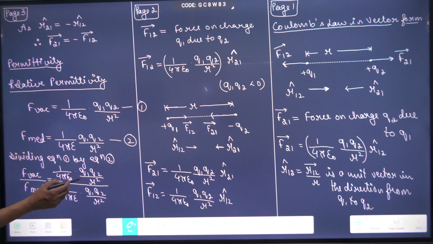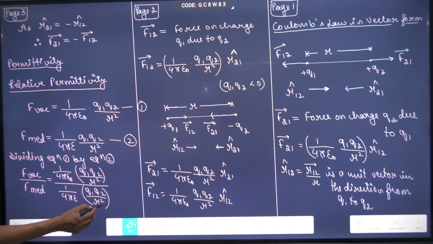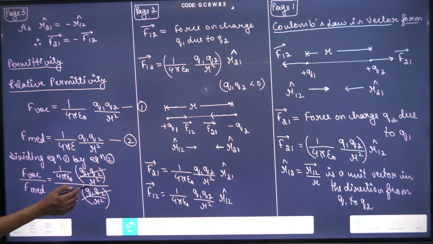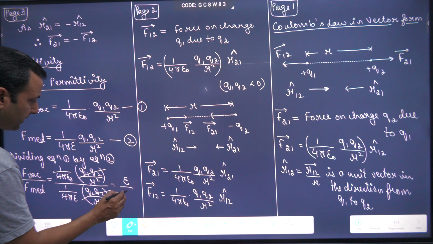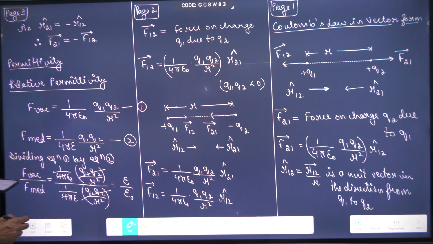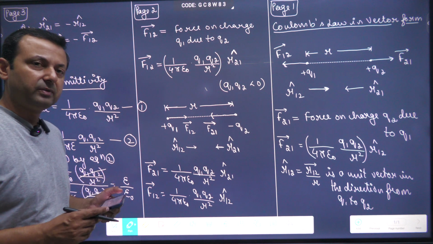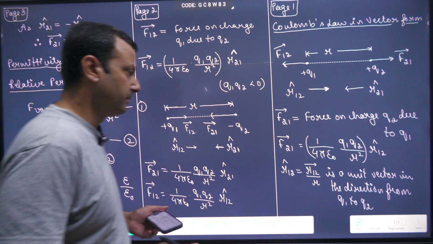Look Anusha, both these terms are exactly the same, Q1 Q2 upon R square and Q1 Q2 upon R square. So it will get cancelled. 4 pi gets cancelled too, and then you have epsilon by epsilon naught. Have you got it? It is epsilon upon epsilon naught. The ratio epsilon upon epsilon naught is called relative permittivity of the given medium.